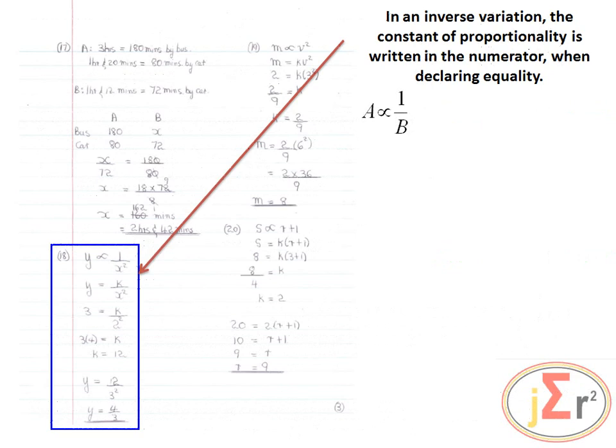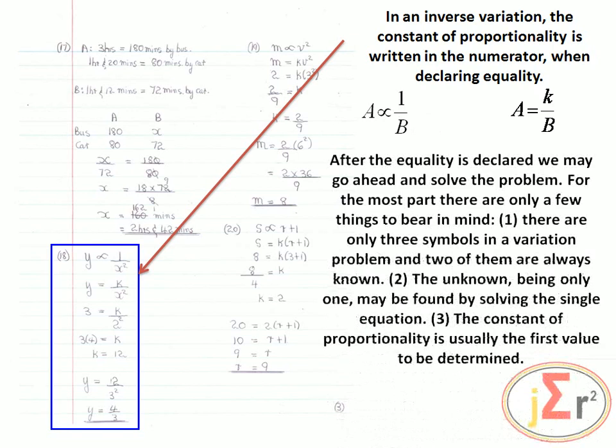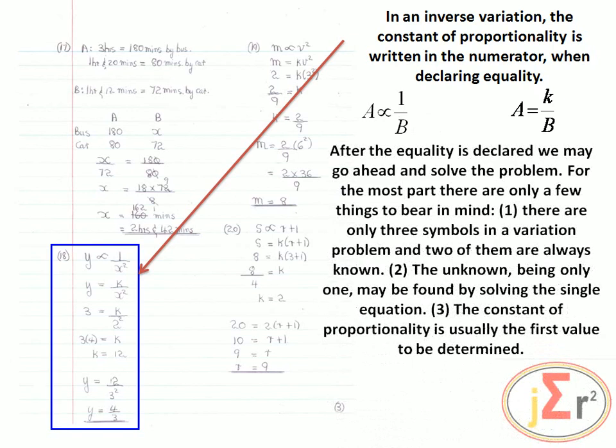In an inverse variation, the constant of proportionality is written in the numerator when declaring equality. So for that inverse variation, the constant of proportionality is written in the numerator. After the equality is declared, we may go ahead and solve the problem.